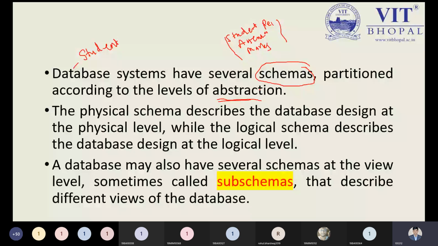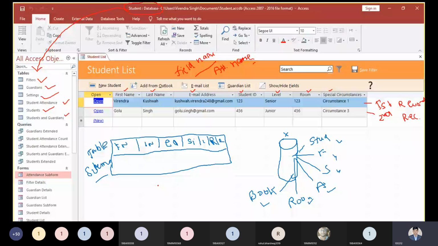Now, the next point is that the physical schema describes the database design. Here is an example of the physical schema, because physically I can see it over here and I can work on it. I know what information I am entering, that is Birendra Kushwa and the 24 at gmail.com. So I know what value I'm putting, and this is maintained by the physical level. But how it is stored in my computer system, I don't know, and that is known as the logical level. This is the concept known as data abstraction.